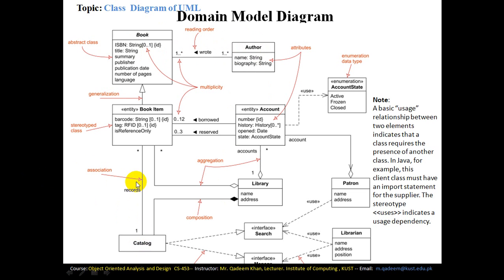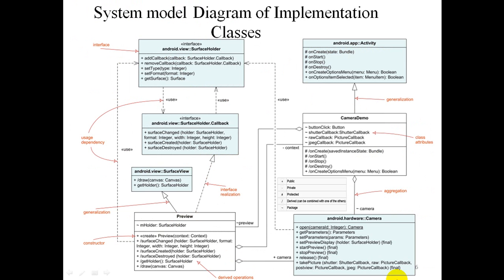Here you can see another example of the association, that catalogs can be accessed in the book item, and multiple books can also be accessed in one catalog. This is also the association.